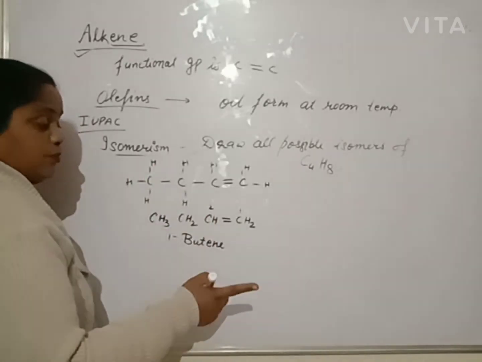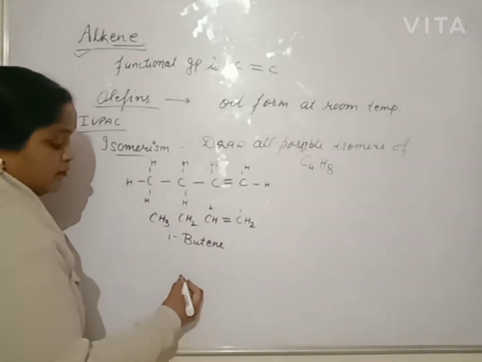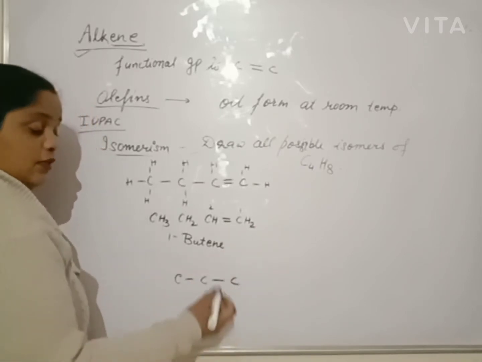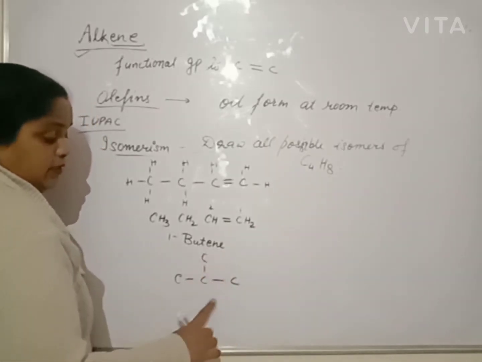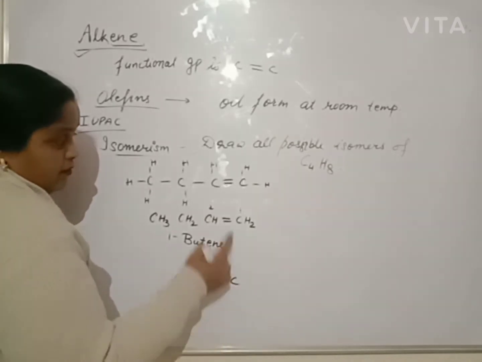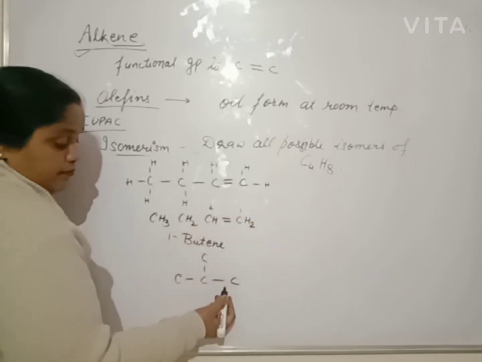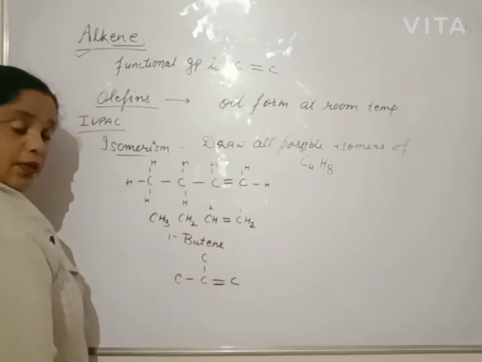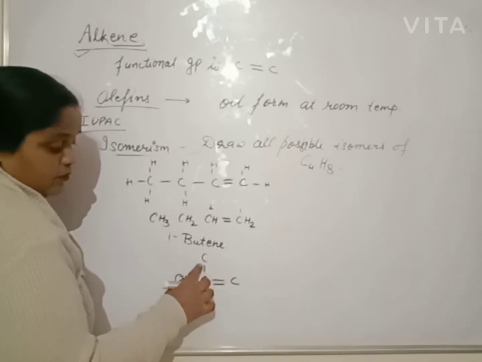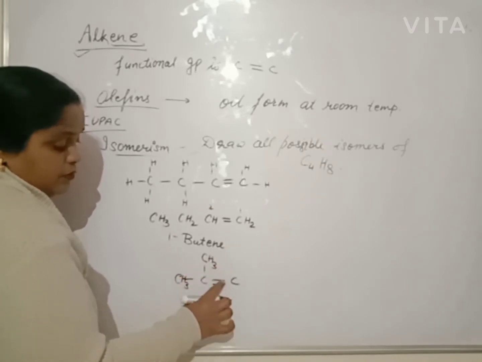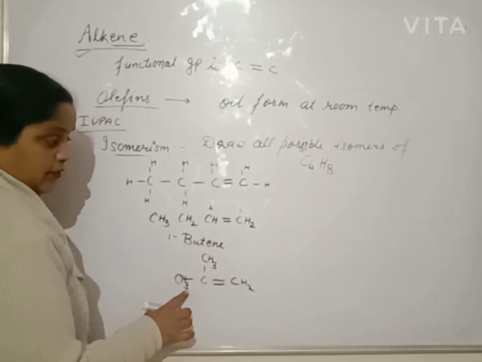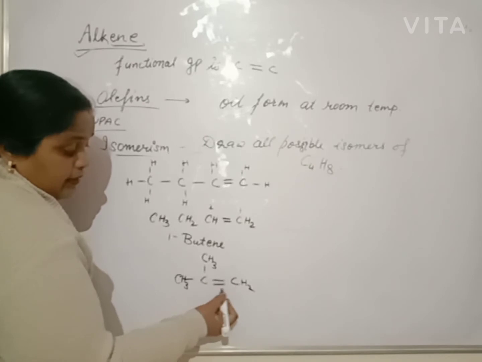Then chain isomerism. Shorten the chain length. Instead of 4, you will draw the chain length for 3, and 1 carbon is present on the second carbon. Then we know 1 double bond is there. Now complete the valency. Clear?